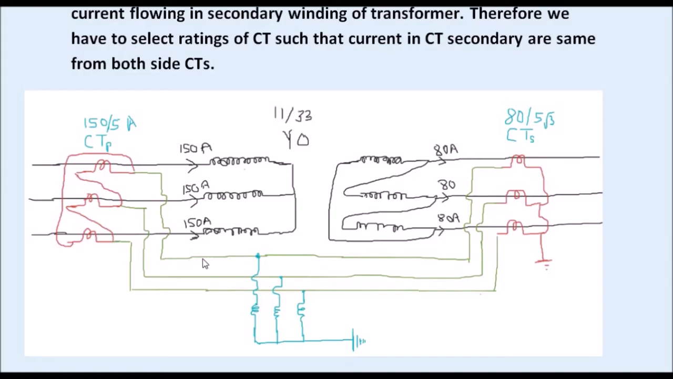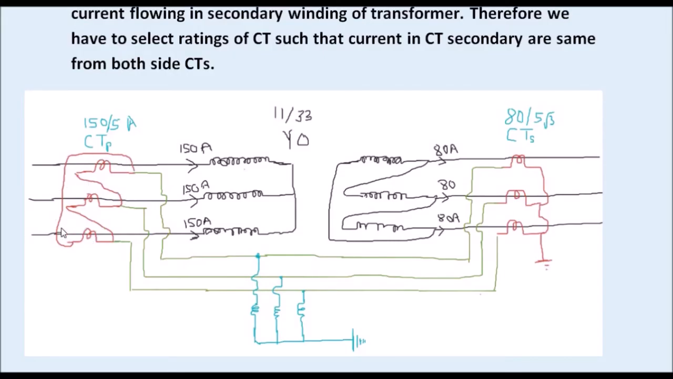So in order to have same current in the pilot wires, same currents means same magnitude of current as well as same phase angle of the current in the pilot wires, we have to choose the CT ratios of primary and secondaries such that the current in the pilot wire should be same under normal operating conditions, and the phase angle can be compensated by selecting the proper connections of CTs.